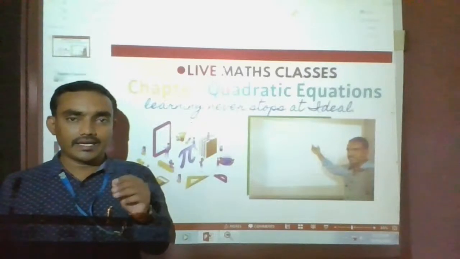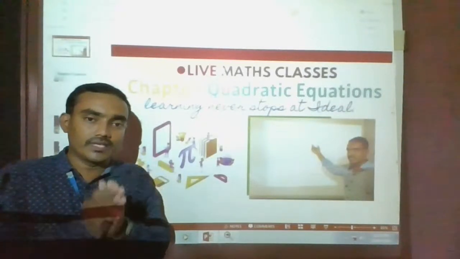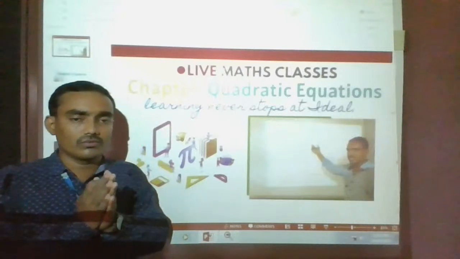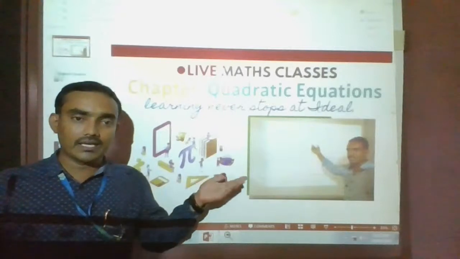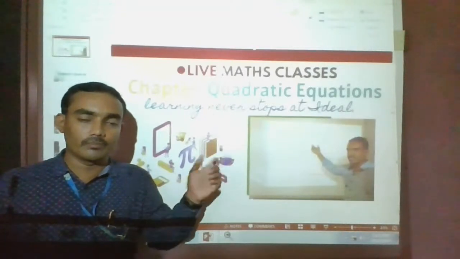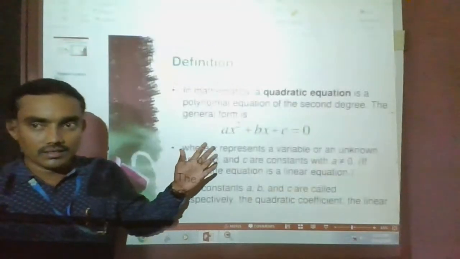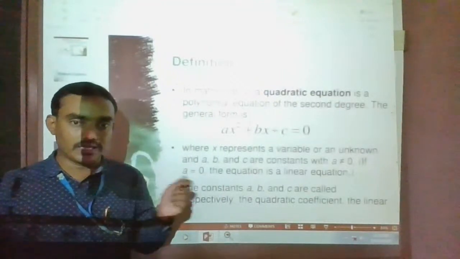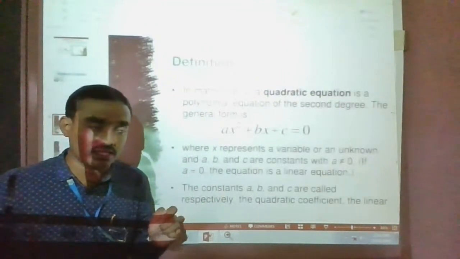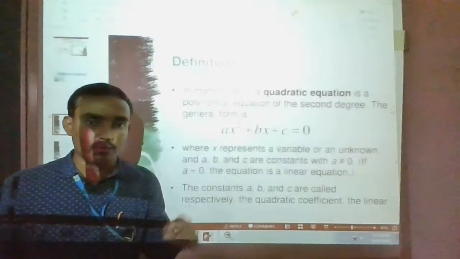So what is a linear? What is a quadratic? It depends on the degree of that polynomial. What is meant by degree? In the given algebraic expression or polynomial, the variable's highest power is nothing but the degree of that polynomial.